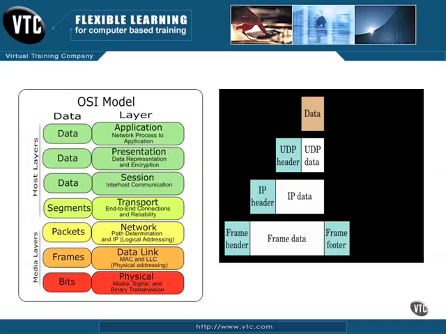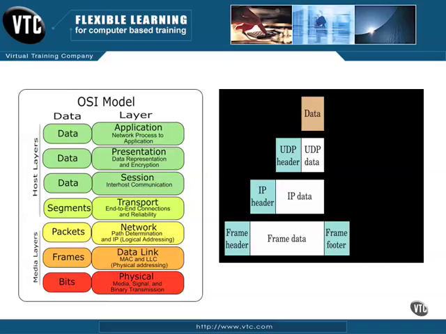Now, to the right is an example of data encapsulation. As data travels down through the OSI model from layer 7 down to layer 1, it's encapsulated. In other words, headers and sometimes footers are added. The data from above, with headers and so forth, comes down to the next layer and another header is put on. Then all of that becomes data for the layer right below it. So even another header is put on.